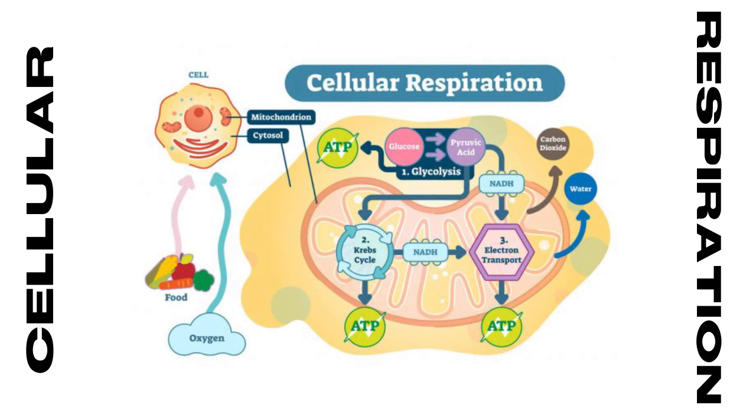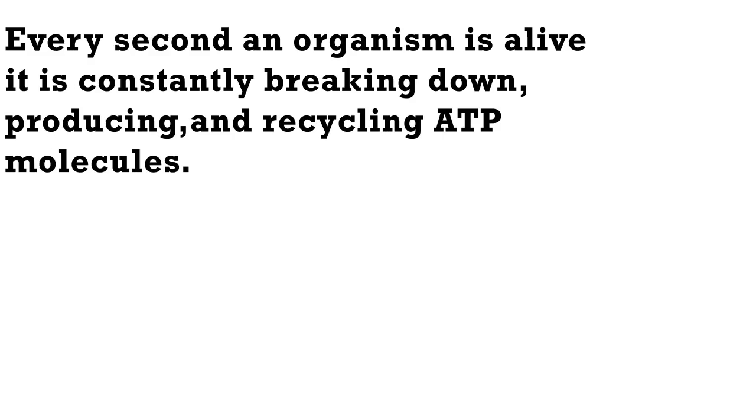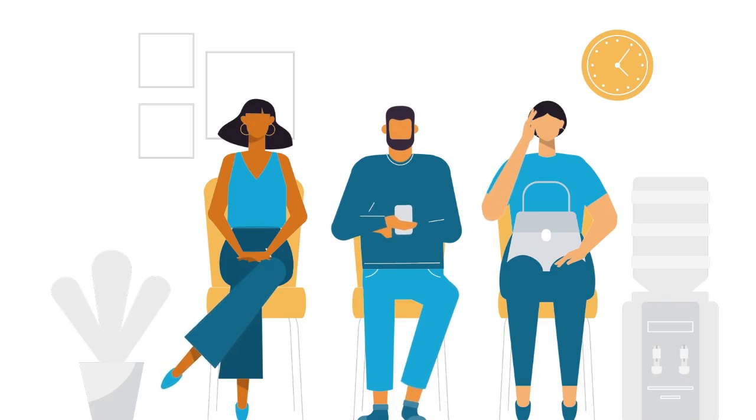When a cell needs energy, organic matter is used to produce ATP through cellular respiration. Well, what is that? What is cellular respiration? Cellular respiration is the breakdown of food molecules in the presence of oxygen in order to release chemical energy in the form of ATP. We'll discuss this further later on. Now, every second an organism is alive, it is constantly breaking down, producing, and recycling ATP molecules. The reason behind this? Well, it's because ATP cannot be stored in cells for a long period of time. In fact, your cells only hold about 30 seconds worth of ATP at a time.